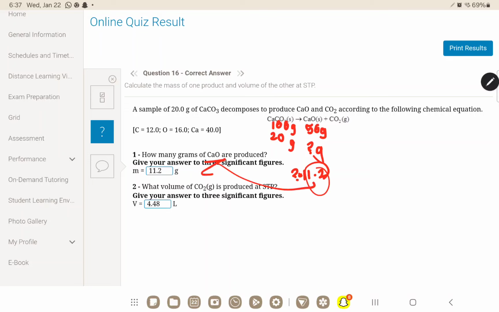Now, what volume of CO2 was produced? So we remove this, we don't need this anymore. You need the volume of CO2. So volume at STP, which means 22.4. Memorize it. STP 22.4, RTP 24. Again, cross multiply, but this time with 22.4. So 20 times 22.4, you're gonna get 448 divided by 100, you're gonna get 4.48. And that's how you do it. This is all last year's material.